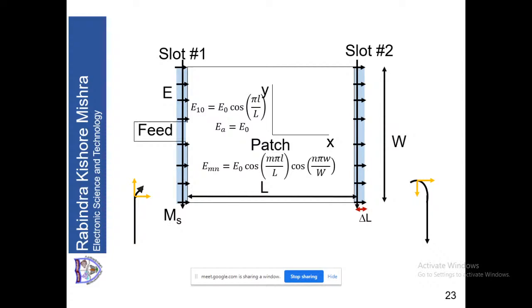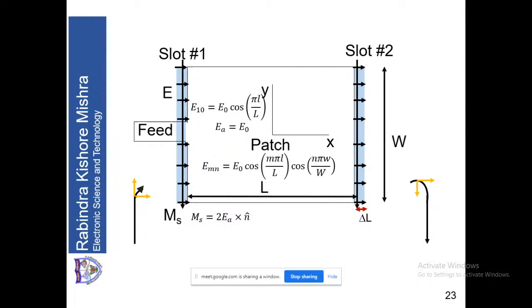Now once I know EA, then we can calculate MS. So MS will be 2 times EA cross n cap. Now from where does this 2 come? EA cross n cap you understand from the equivalence principle. What is n cap? n cap here is z cap, the normal to this slot. The slot aperture is in the XY plane, so the normal to it will be along Z. So therefore n cap will be z cap.